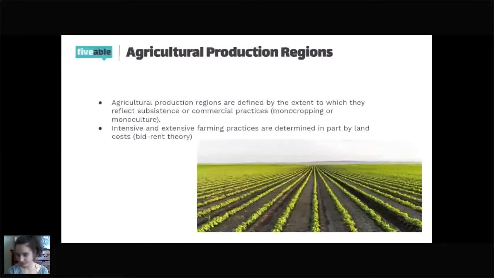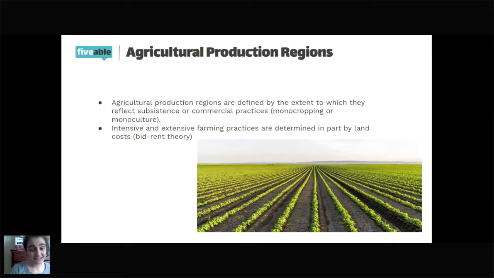Marcus, that's right. A single crop. Yeah, you're right. A single crop being farmed. The prefix mono means one, and the root word for culture means taking care of. So monoculture is taking care of a single crop.